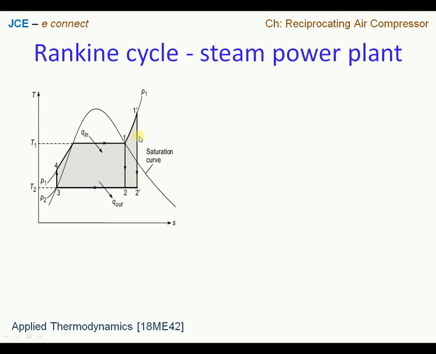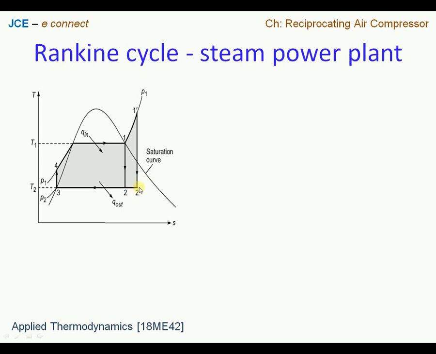Now the second mode of expansion, we have process 1 dash to 2 dash, and 1 dash is outside the mixture dome, therefore it is superheated, possessing a very high temperature at a pressure of P1. And then we have state point 2 dash, which is much closer to the saturated liquid curve, therefore the dryness fraction is much higher as compared to that of state point 2. And this shows one of the advantages of superheating the steam, and thereby one can have control on the dryness fraction.